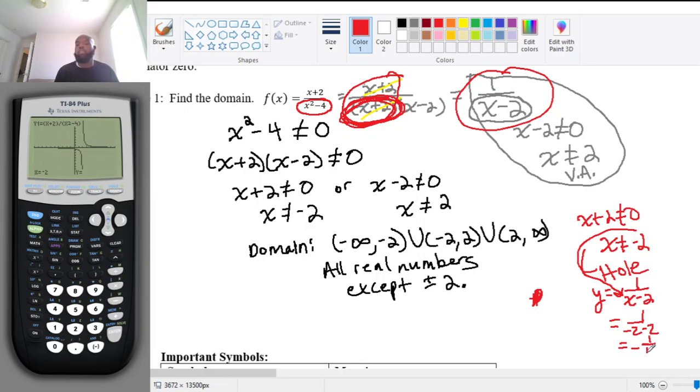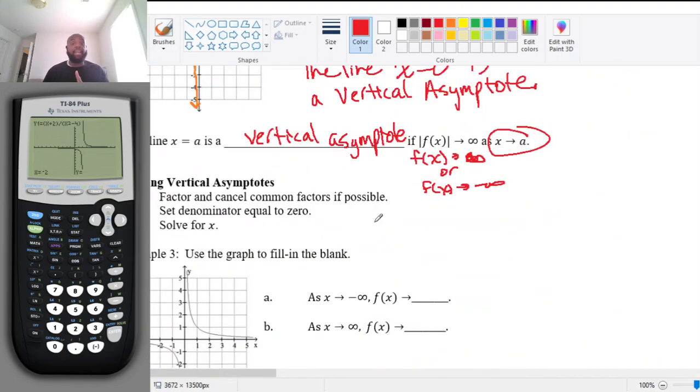So I get 1 over negative 1 over 4. So the hole in my graph is going to be at the point (2, negative 1/4). All right, so we know how to find a vertical asymptote. I've written that down here: factor and cancel the common factors if possible. And after you cancel those common factors, you set your denominator equal to 0 and you solve for x.